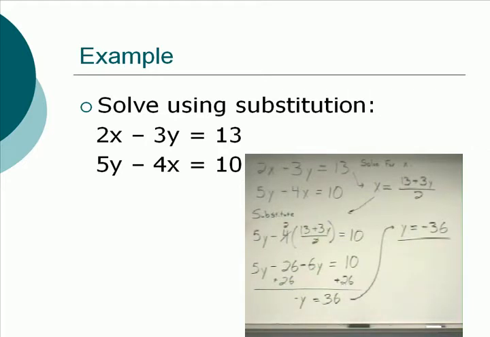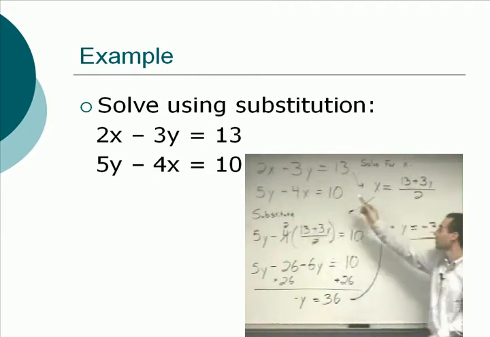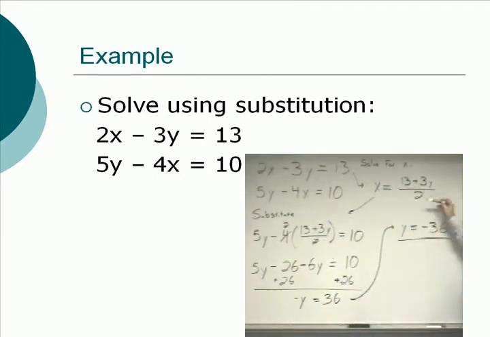And now we need to find x. You have 2 choices here. Where do you want to go back to find x? Yeah, you could go back and plug it into one of your original equations, but then you've still got some algebra to do. Here you can just plug it into this equation because we found out what x was.